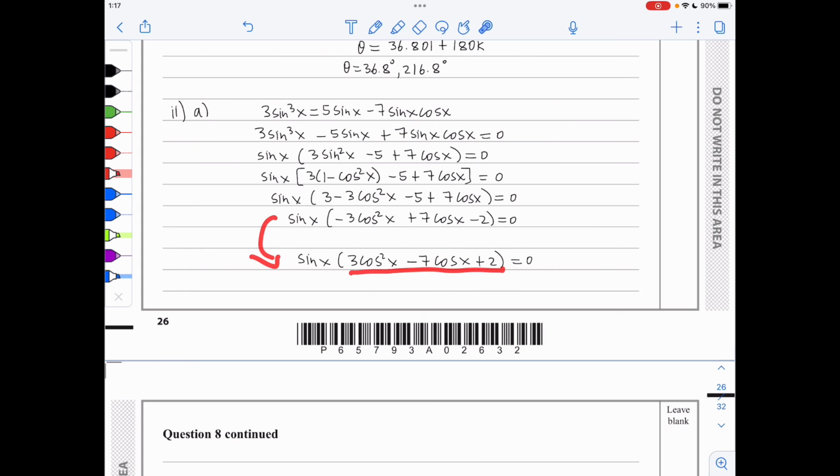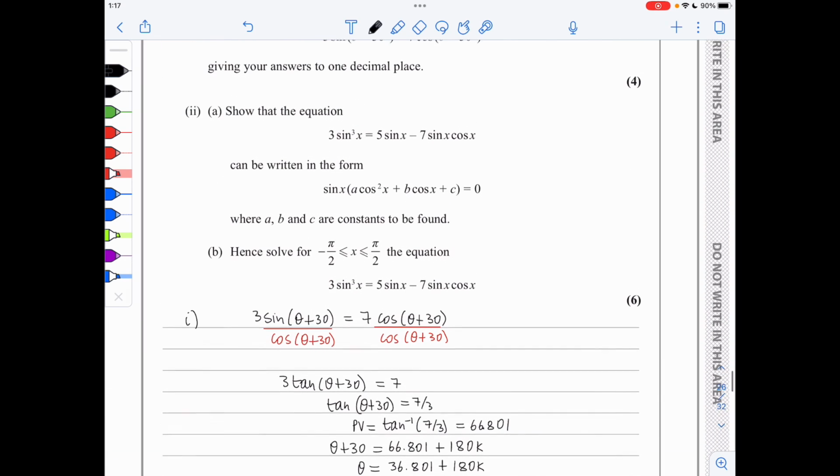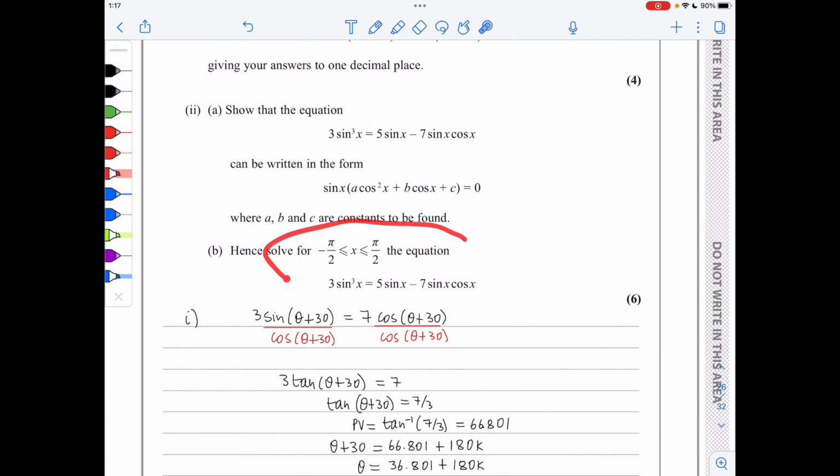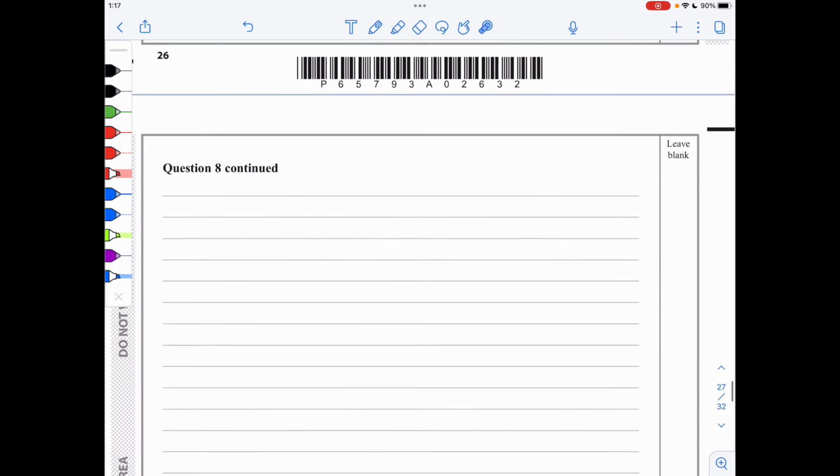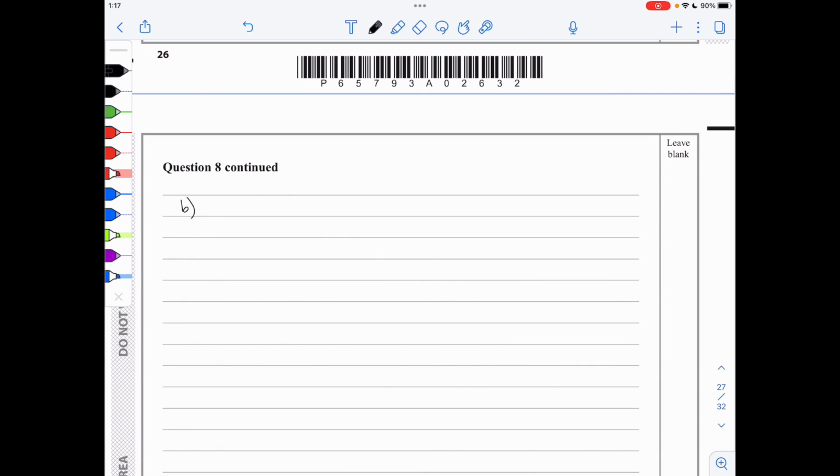So what I did, I just multiplied everything by -1, and therefore we can say that A is 3, B is -7, and C is 2. And then in B it says, hence solve the equation for x between minus pi over 2 and pi over 2. So we are in radian mode. We are between negative pi over 2 and pi over 2. We have that sine x is 0, or 3 cos squared x minus 7 cos x plus 2 is 0.